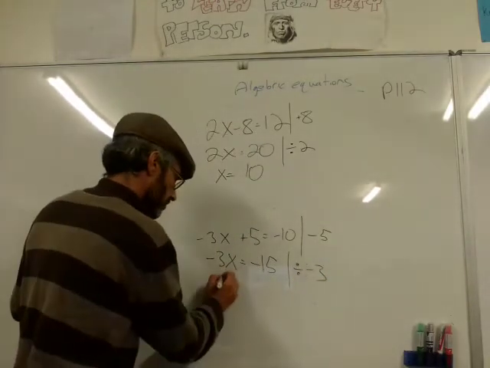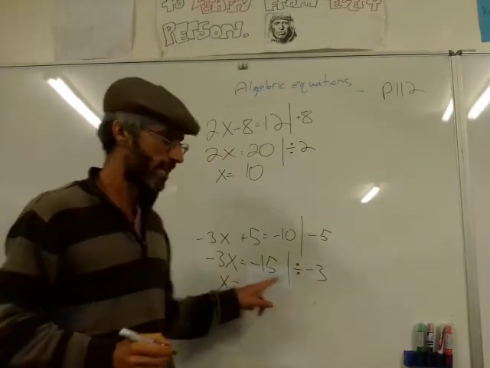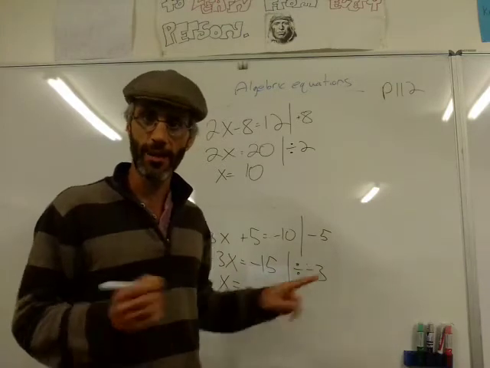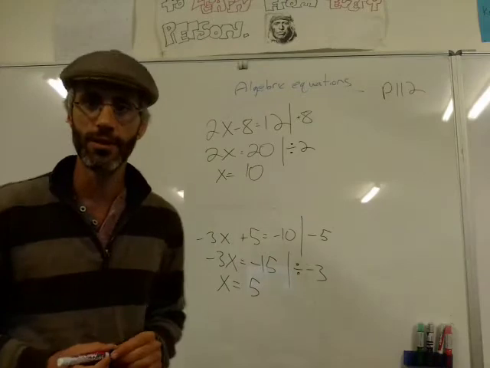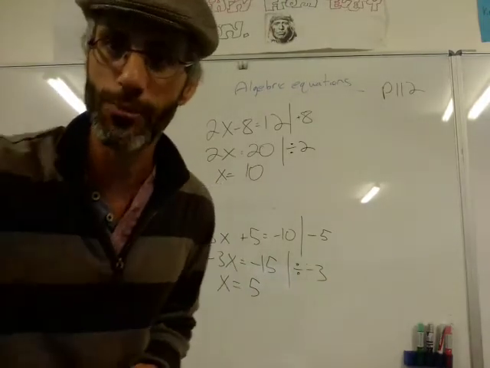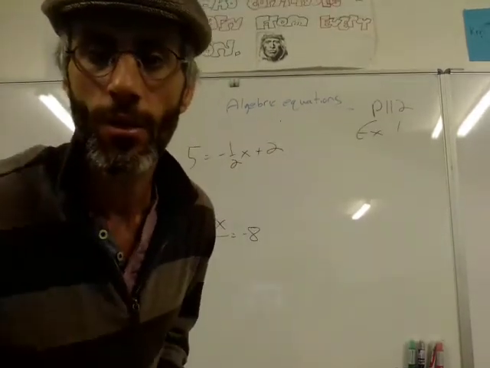Minus 3. So I'm going to have x equal, what is minus 15 divided by minus 3? Minus divided by minus is plus. So I got x equal 5. Okay? Pretty easy. Let's put a couple more examples.